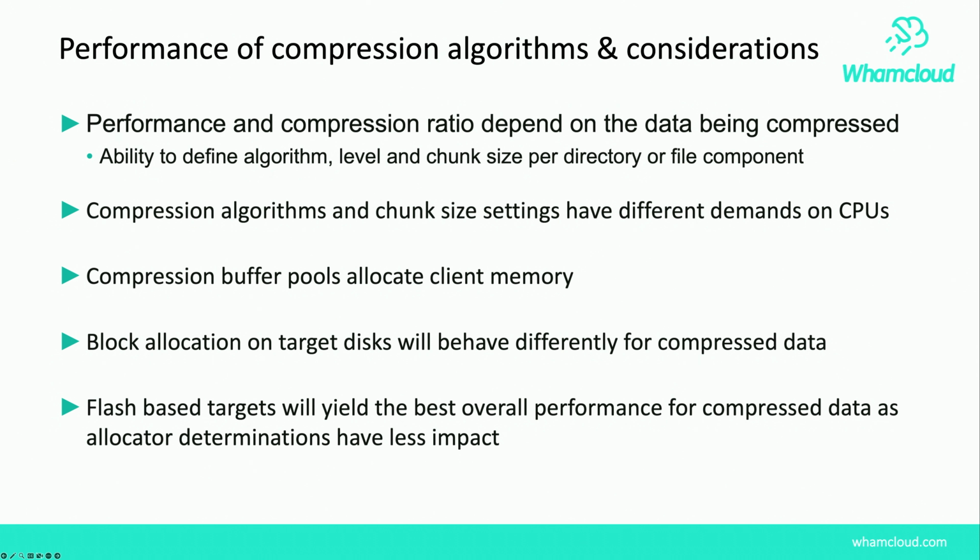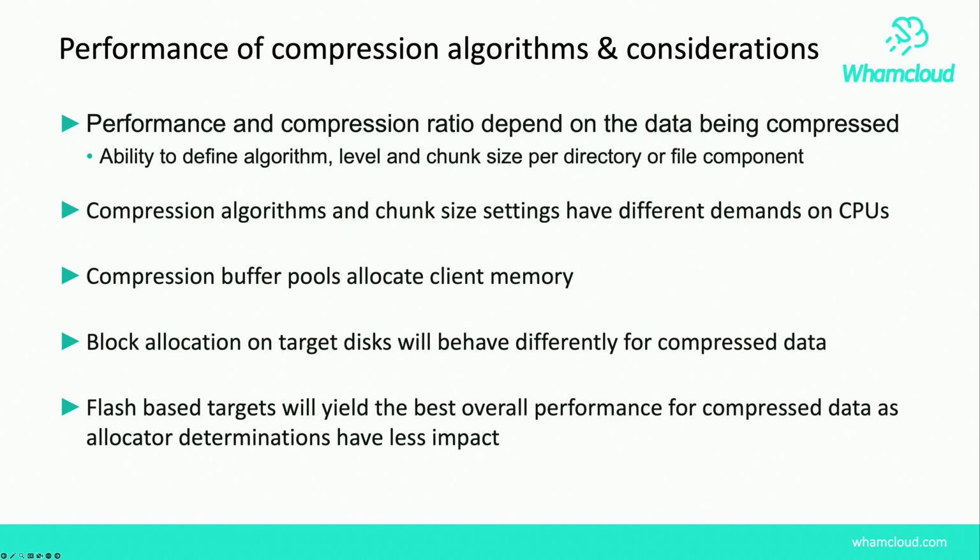And of course, as I said, performance and compression algorithms and considerations. The things that we have to look at here is the overall performance and compression ratio, depending on the data being compressed, the ability to define the algorithm, the level, the chunk size, all of that stuff affects the compression speed and compression ratio. Compression algorithms and chunk size settings vary differently and have different demands on CPUs. So you could potentially dial this up or dial it back down, depending on how much available CPU you might have in your compute environment.